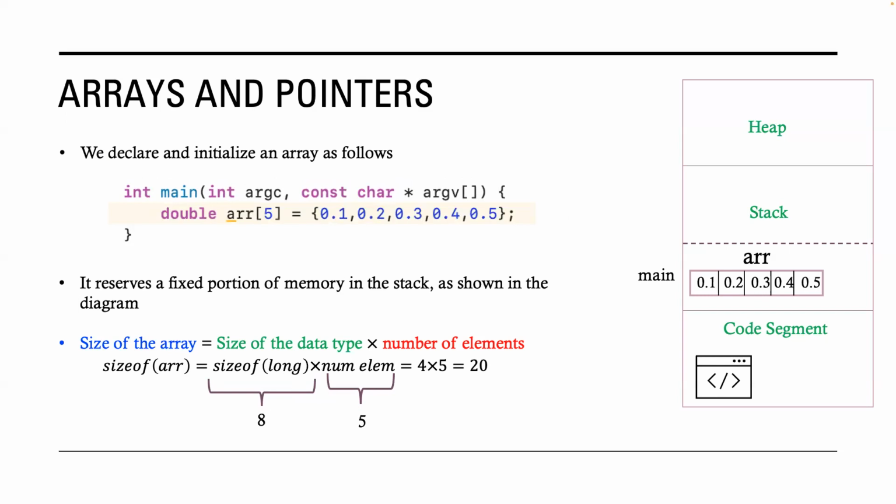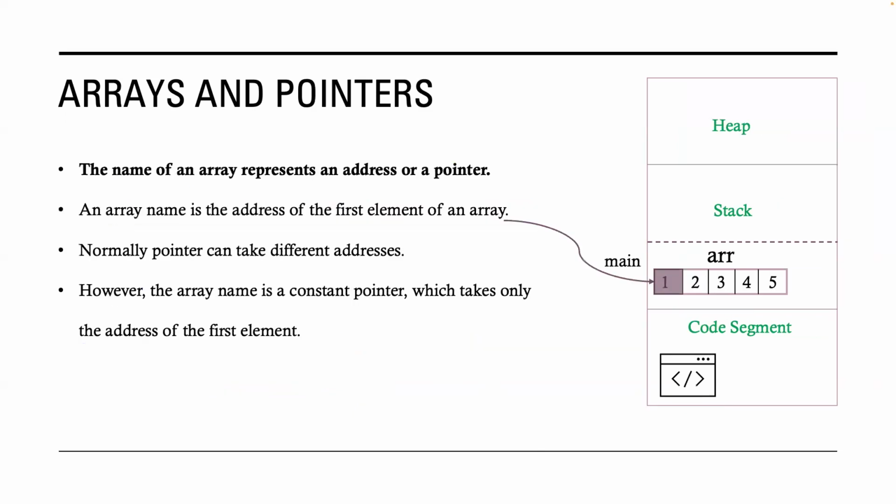Okay, here we have a double type array. In my computer, size of long data type is 8. So 4 times 5 means 20. So it is 20 bytes. Okay. Now remember that the name of an array represents an address or pointer.